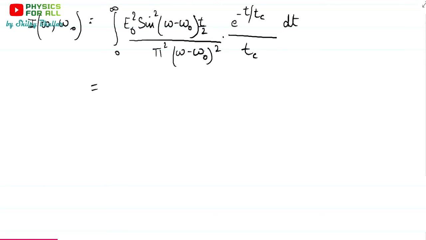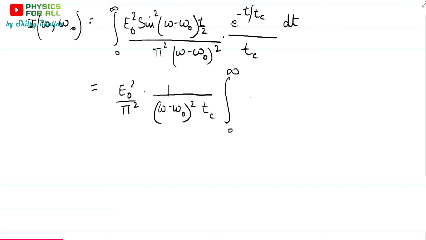There are a few constant quantities, so we have to take them outside the integral so that we can see what is left for the integration. E naught square is constant, pi square is constant. This T will take part, this will also take part because we have T here and T here as well. TC is a constant term and will not take part. So here 1 upon omega minus omega naught whole square, TC, all these come outside the integral and we are left with sine square omega minus omega naught T by 2 and e raised to power minus T by TC dt inside the integral.